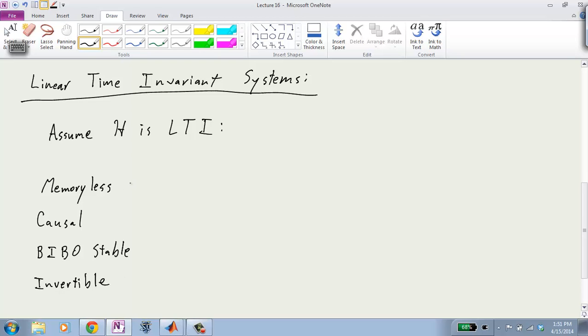Okay, so first, memoryless. If you know your system is LTI, and we additionally say it's memoryless, what can it be? What's that going to tell us about how the system behaves, its impulse response? Yes? Yes, it can only be amplification or attenuation. Okay, so multiplication by a constant. And so if we say, well, what does that mean about the impulse response?